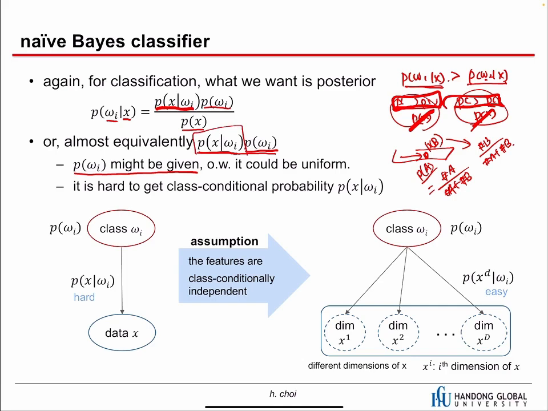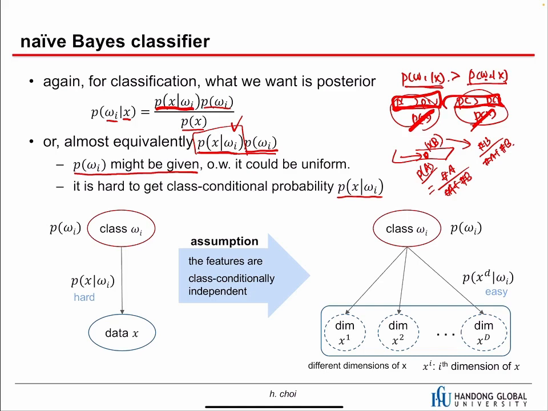Now the problem is in this likelihood. It's hard to get the class conditional probability. It's hard to get this likelihood. As always in engineering, when the problem is too hard, there are a couple of approaches. First, we can break the problem down into simple subproblems, solve the simple subproblems, and then merge the results. That's one way. Another way, many times, is to use approximation.